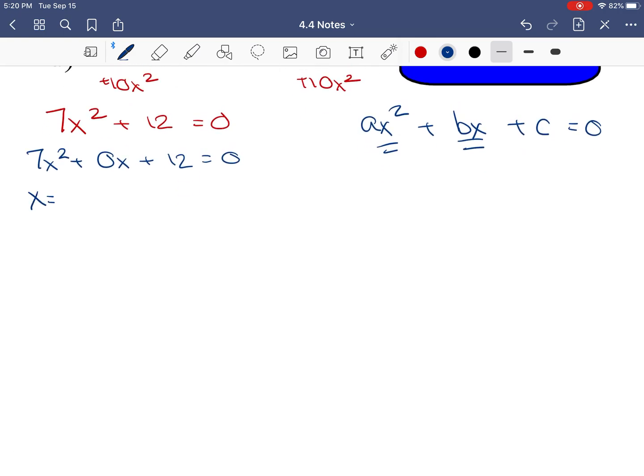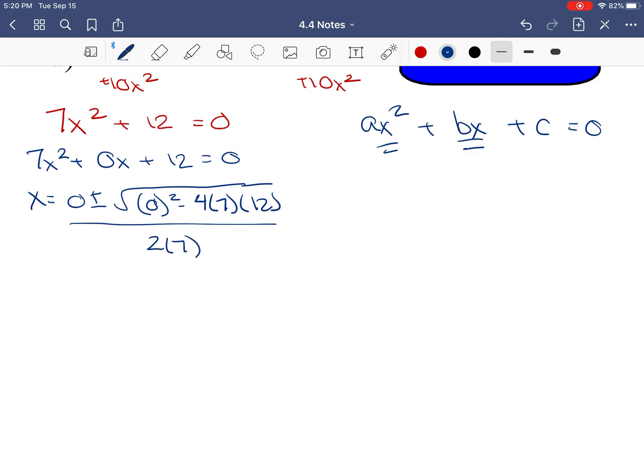So to solve, x is equal to, well, negative b is just 0 plus or minus the square root of b squared minus 4 times a times c all over 2a. So x is equal to 0 plus or minus the square root of, this is going to be 28 times 12, negative 336 over 14.